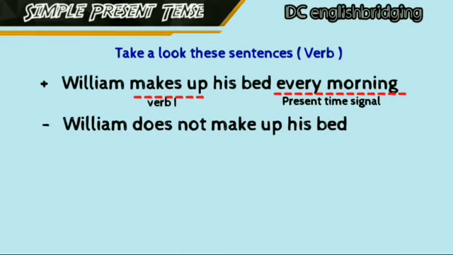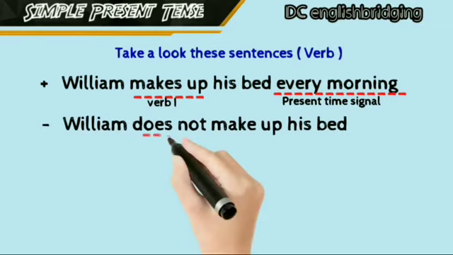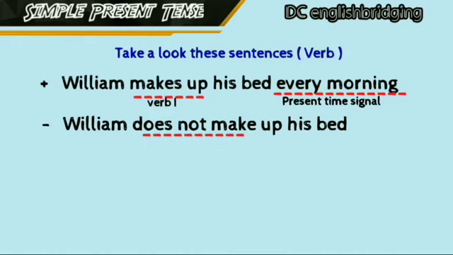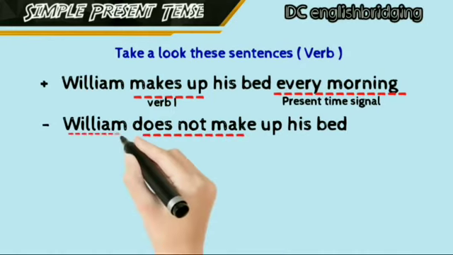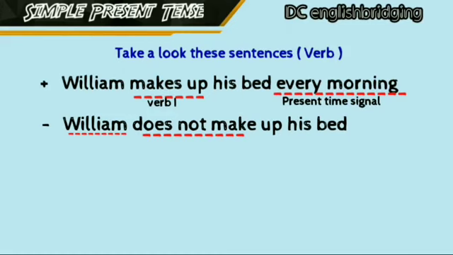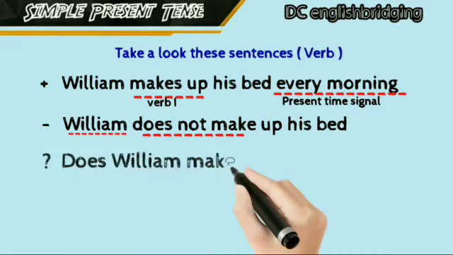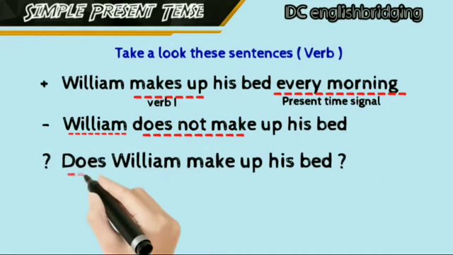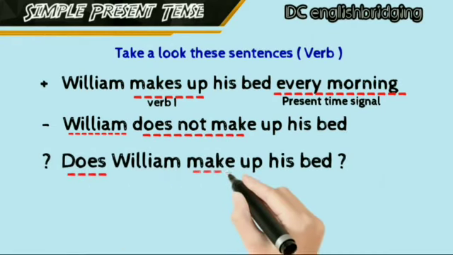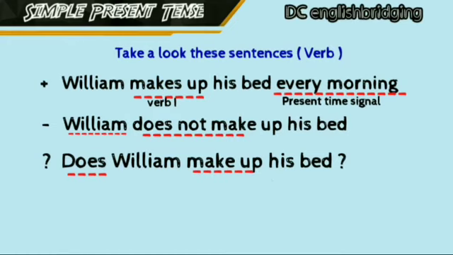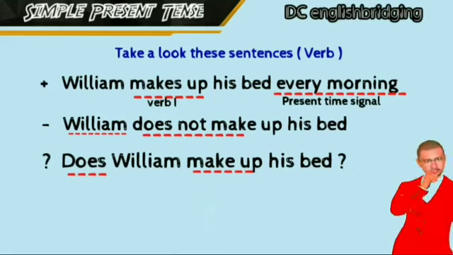And then, in the negative form, William doesn't make up his bed. We use doesn't, not do not or did not, because we know it is simple present tense, so did is not allowed here. And then, does William make up his bed? Of course, we make the auxiliary in the starting of the sentence, in the beginning of the sentence. That's how we form the interrogative sentence for the verb. So, I will repeat this.